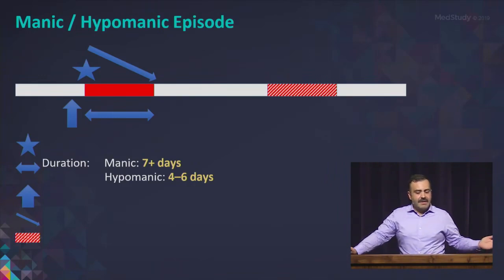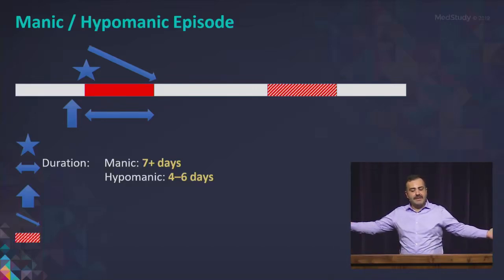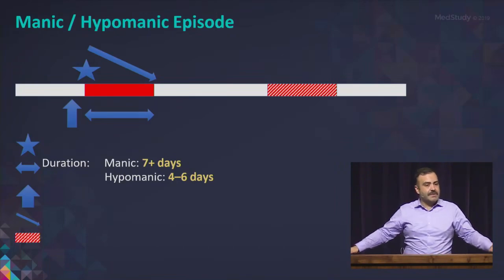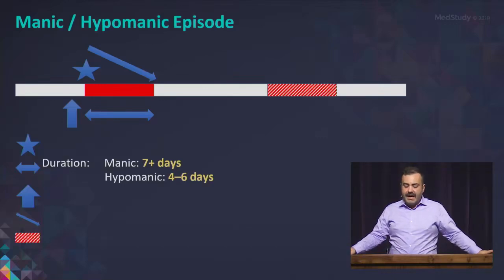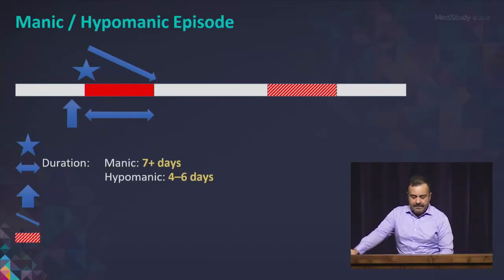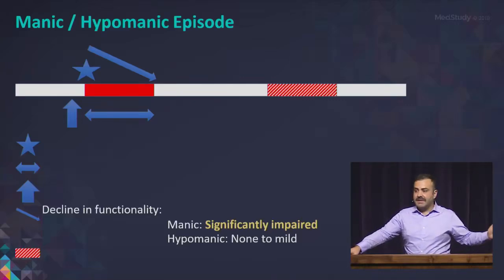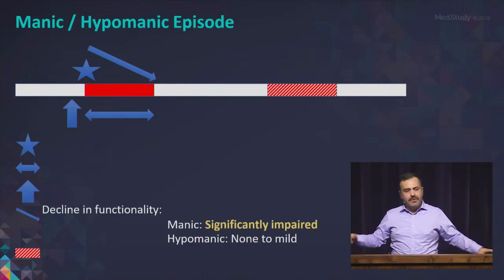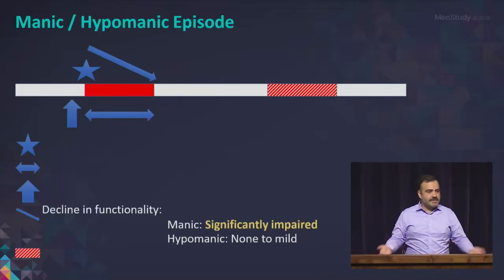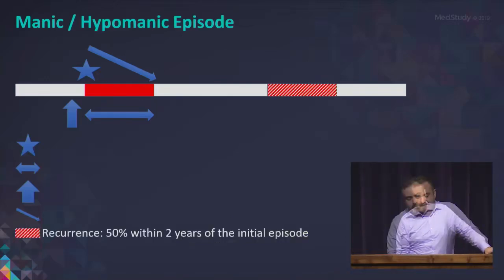The difference between bipolar 1 with manic episodes and bipolar 2 with hypomanic episodes is the duration. A manic episode has to last at least 7 days versus a hypomanic episode lasts 4 to 6 days. And also in terms of changes in functionality, a manic patient with bipolar 1 has a significant drop in functionality versus a bipolar 2 hypomanic patient, who might not experience that. And in terms of recurrence, there is about a 50% chance of another manic episode within 2 years from the first.